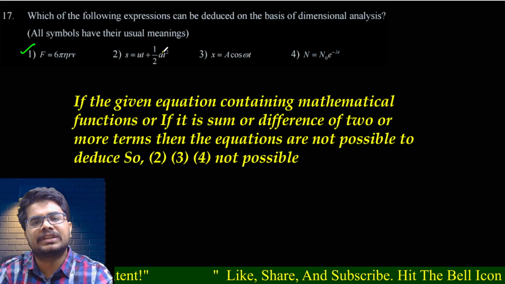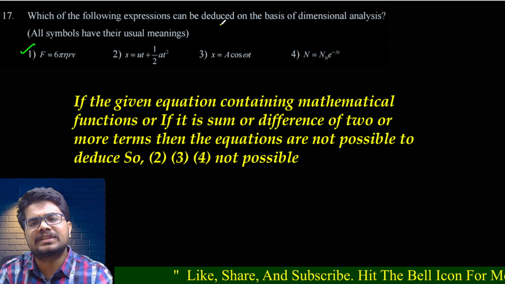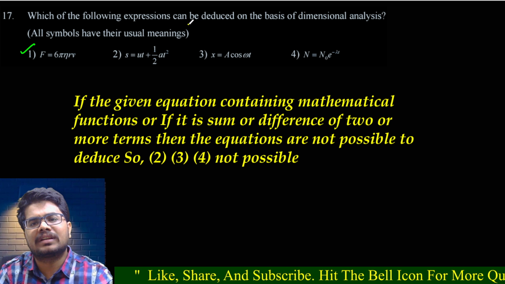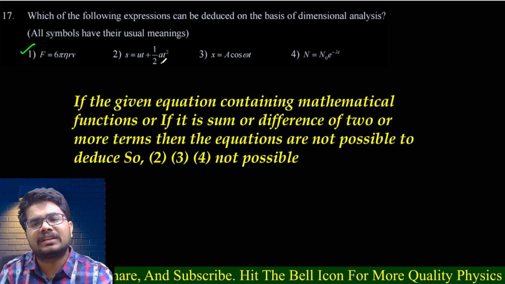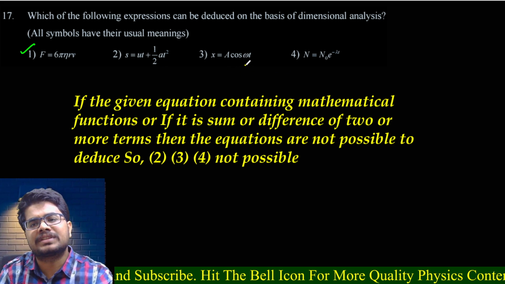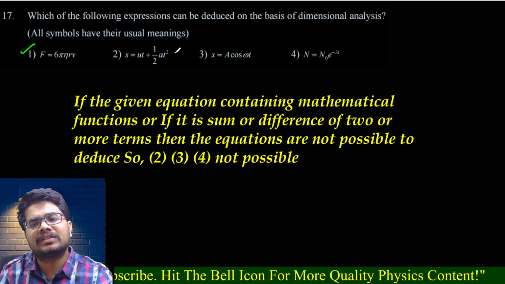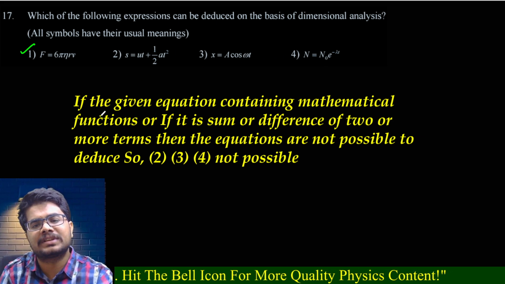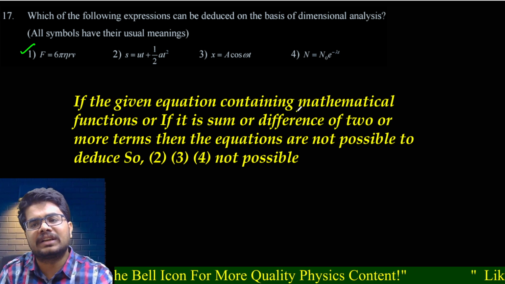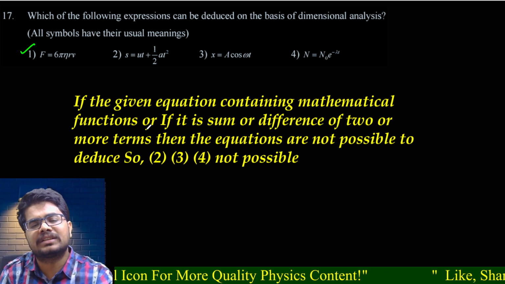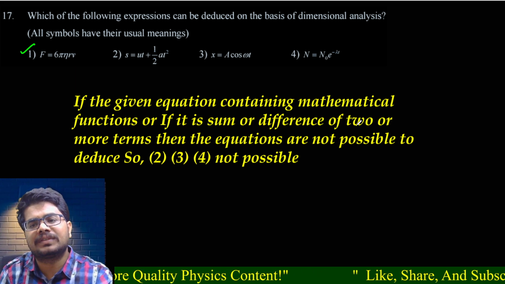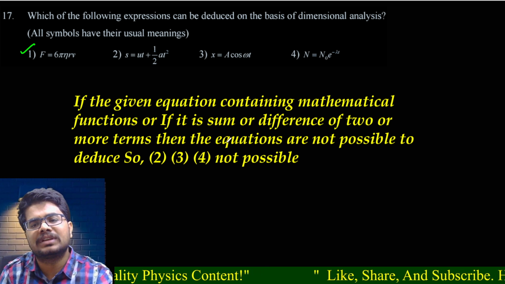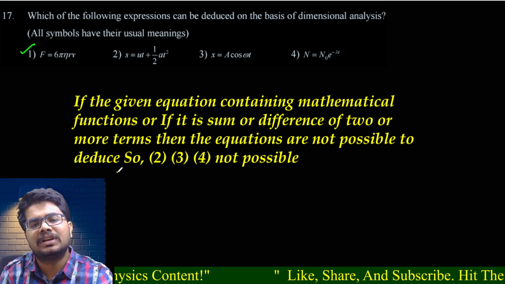Fine. 17th question, you see: which of the following expressions can be deduced on the basis of dimensional analysis? So here plus is there. Here trigonometric functions are there. Here exponent functions are there. These are not possible. Only this one is possible. I give an explanation here. If the given equation contains mathematical functions, addition like this, subtraction like that, or if it is the sum or difference of two or more terms, then the equations are not possible to deduce.